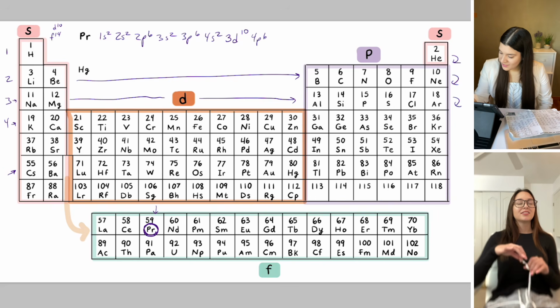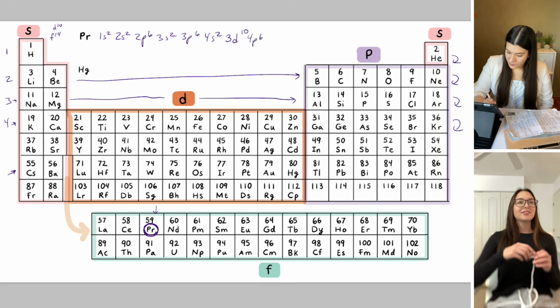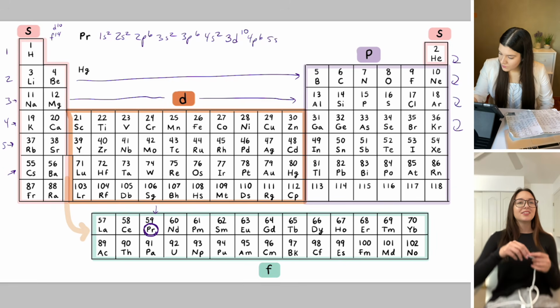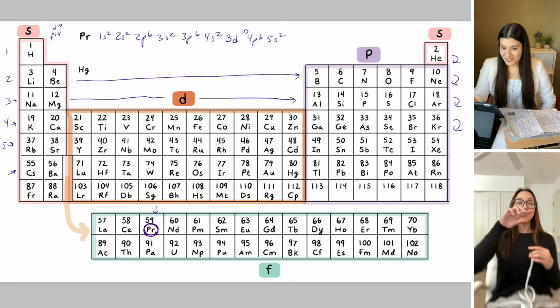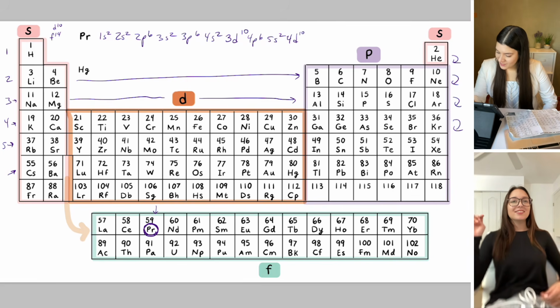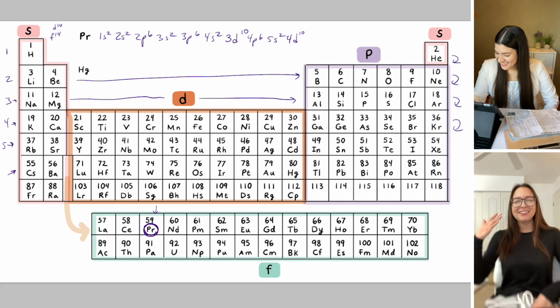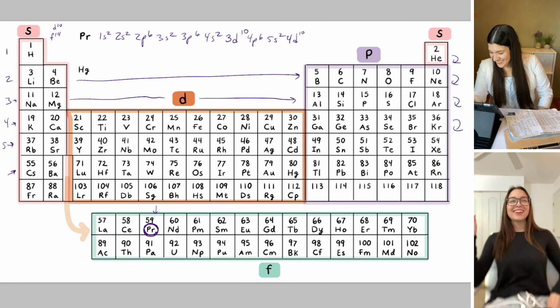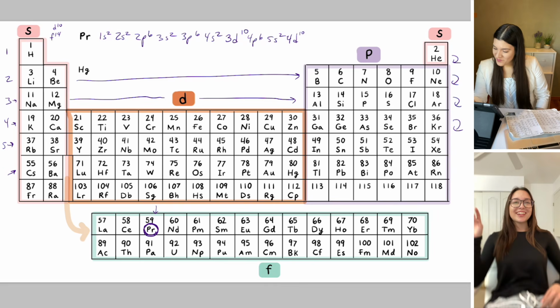4p6. You're right. Good. And then 5s2. Good. And then we're going to do 4 this time. Okay. Perfect. So 4d10. Good. Then we go back to normal. My poor brain right now. All right. This is like a puzzle. It's like a trick question to me.